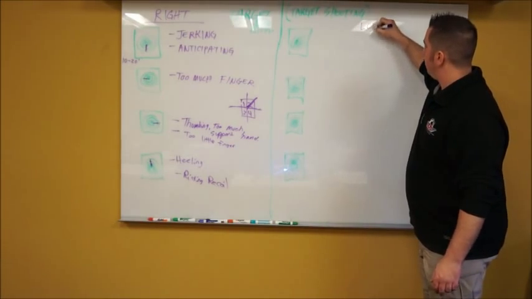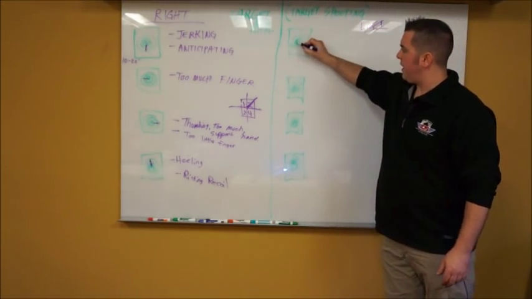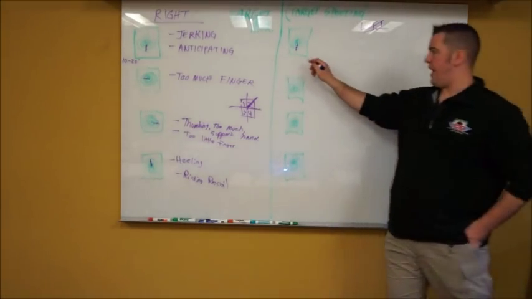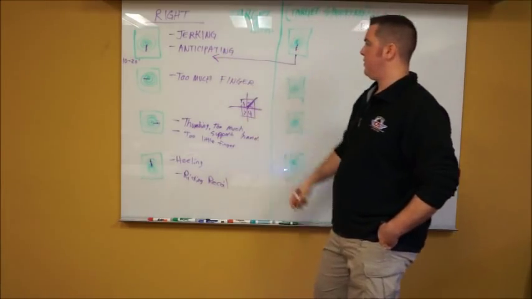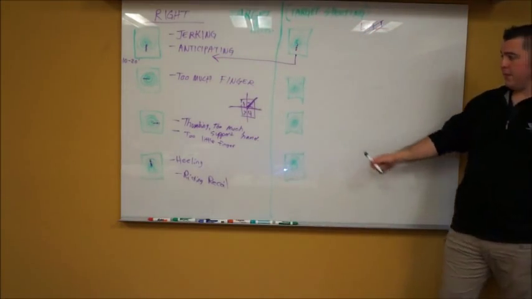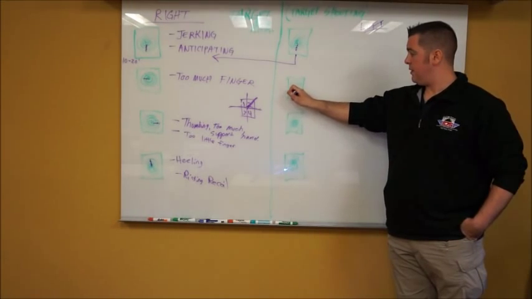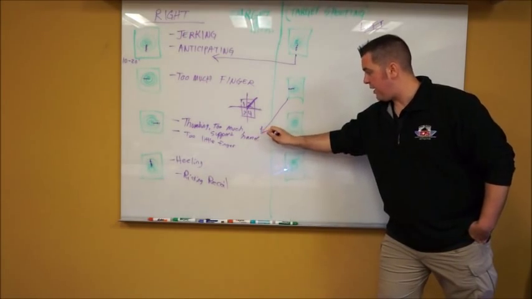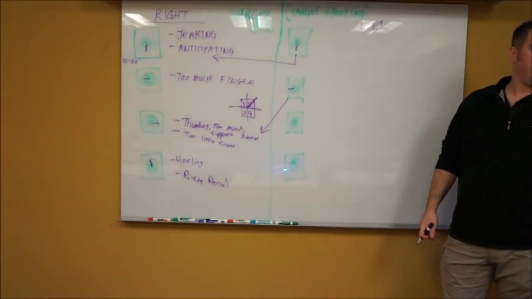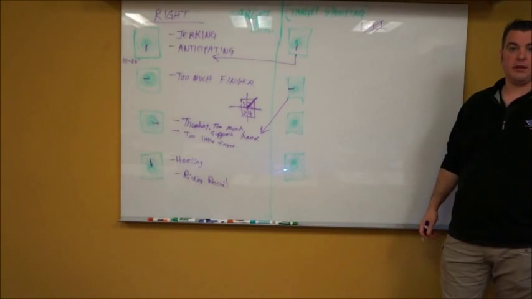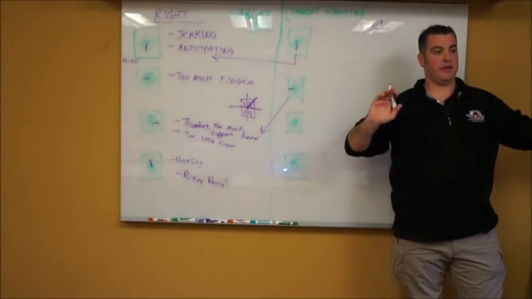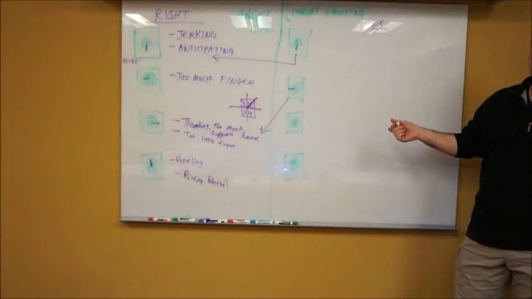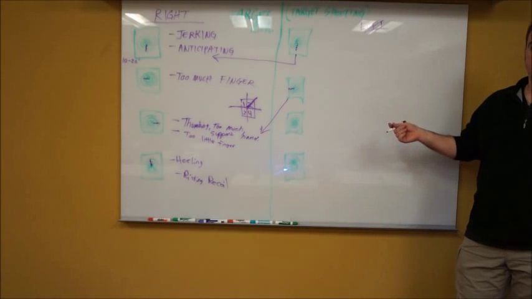So for a left-handed shooter, straight down, jerking, exactly the same thing as the right-handed shooter. For the left, too little finger, exactly the same as the right-handed shooter when they shoot to the right. It's just the opposite for a left-hander. For left and right, for a left-hander, it's opposite of the right-hander. For vertical, up and down, it's the exact same thing as a right-hander. Make sense?